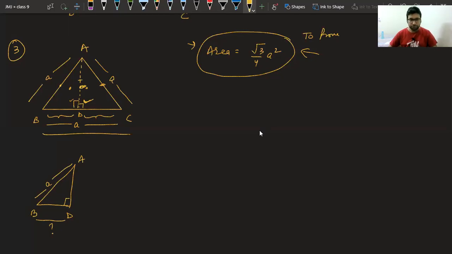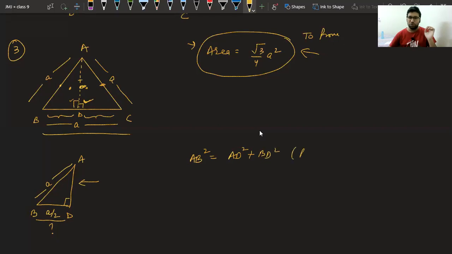If complete BC is A, then BD is half of A. So we have got the length of this one as A upon 2. Now we can utilize Pythagoras theorem to find the length of this height, AD. For that, very simple, we know AB square is equal to AD square plus BD square.